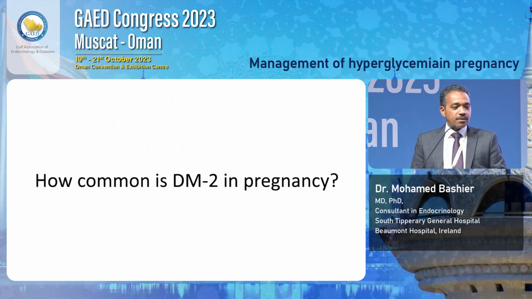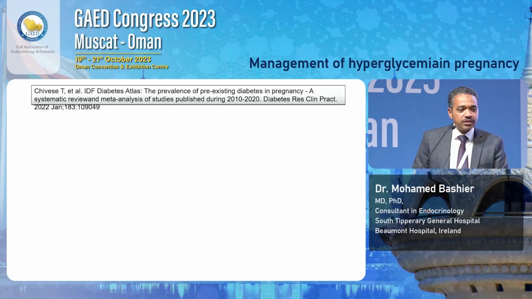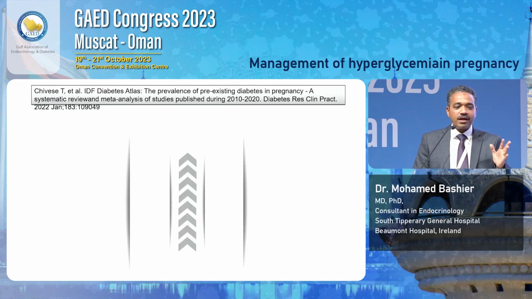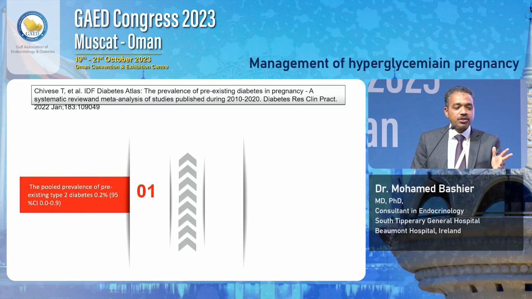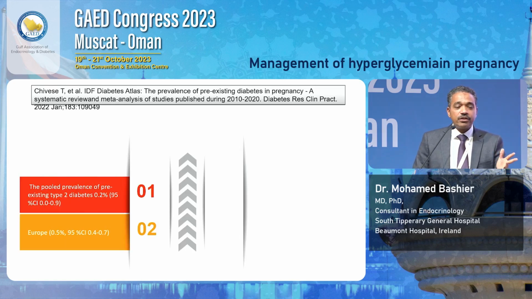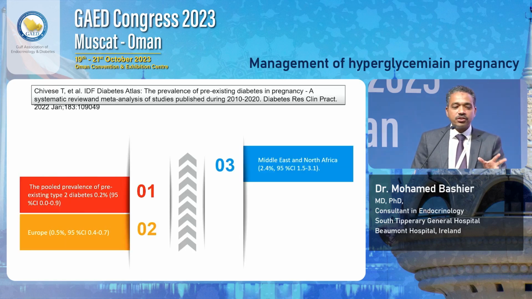Now, for the sake of time, I'm going to touch base on type 2 diabetes. So how common is it in pregnancy? It depends on your unit. You probably look at the numbers, but the IDF told us it's not that common. It's about 0.2% of patients around the globe. But in our region, I think it's about 2.4% in the MENA region.